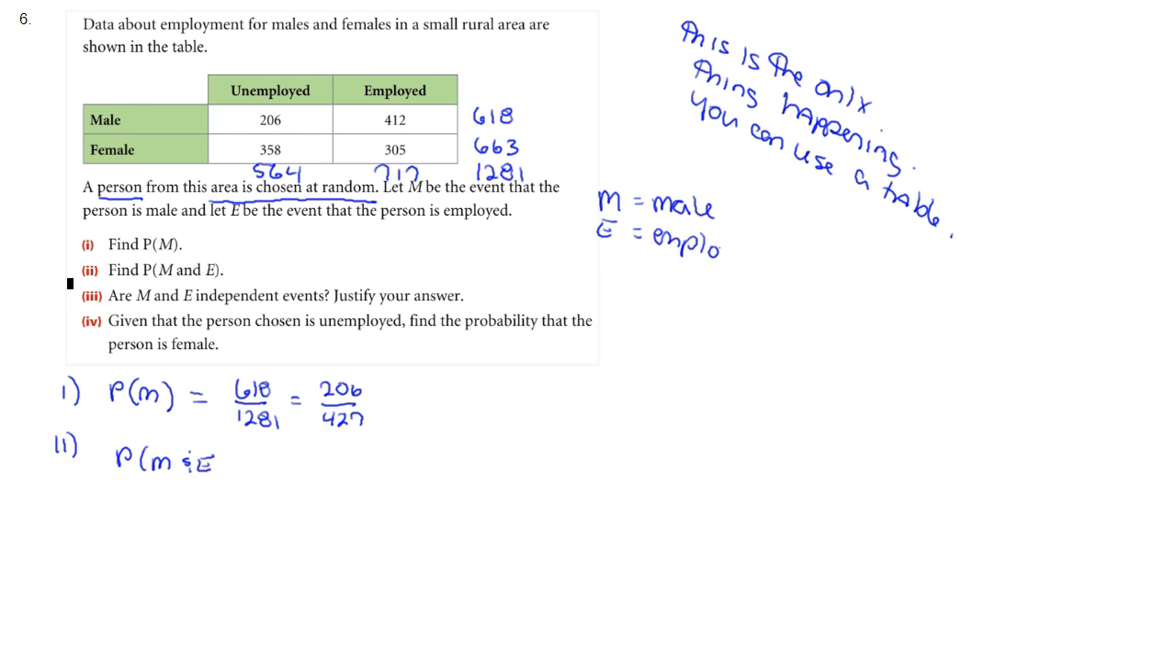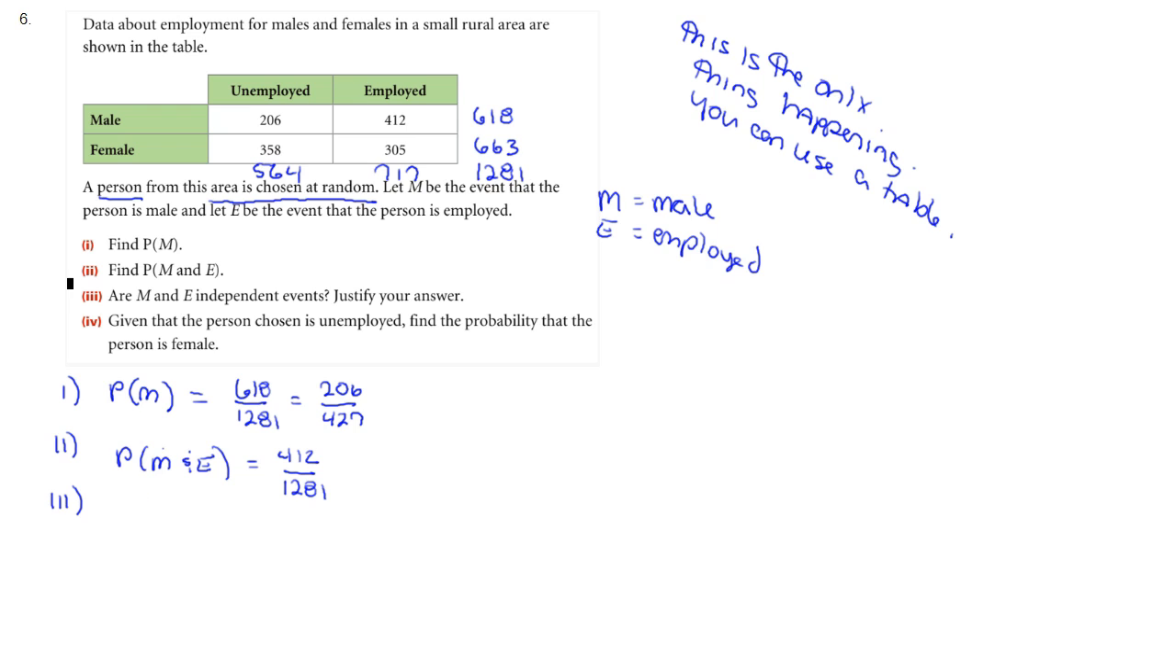Now in part 2, they want to know the probability of M and E. E is them being employed. So the probability of being a male and being employed, well, let's see, we got males and employed, so that's going to be 412 over 1,281.